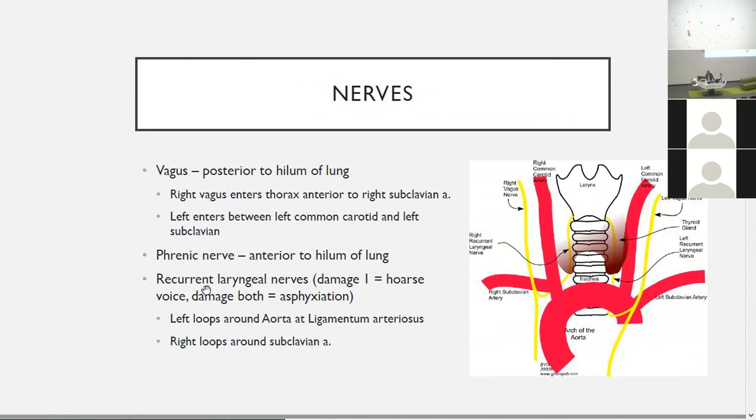And then you also have your recurrent laryngeal nerve. They're important for controlling your vocal cords. If you damage one of them, you get a hoarse voice. If you damage two, you asphyxiate, probably die. And then the left one loops around the ligamentum arteriosus, at the arch of the aorta, whereas the right loops around the right subclavian artery. Is that all good? Shall we keep going?